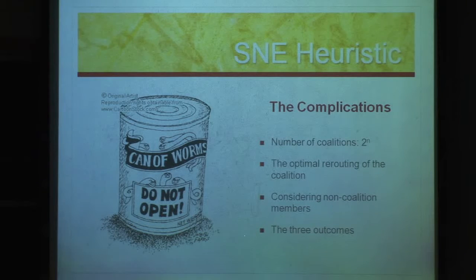The first is, as you may have noticed, there are 2 to the n coalitions we'd have to check every single one. So that's 10 choose 9 plus 10 choose 8. That's a lot, which means that for 10 journeys or 15 journeys, this program could take days to run.